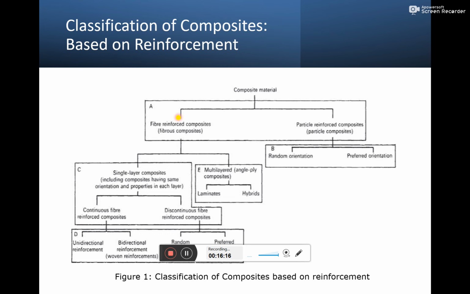Again I am repeating, these composite materials are based on the type of reinforcement, whether you are using fibers or particles. If you are using fibers, the fiber reinforced composites are subclassified as single layer composites and multi-layered composites. Single layer composites are subclassified as continuous fiber reinforced composites and discontinuous fiber reinforced composites. Multi-layered composites are subclassified as laminates and hybrids. The continuous fiber reinforced composites are subclassified as unidirectional and bidirectional reinforcement composites. The discontinuous fiber reinforced composites are subclassified as random oriented composites and preferred orientation composites.